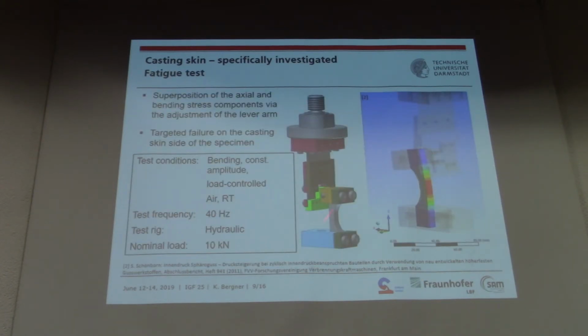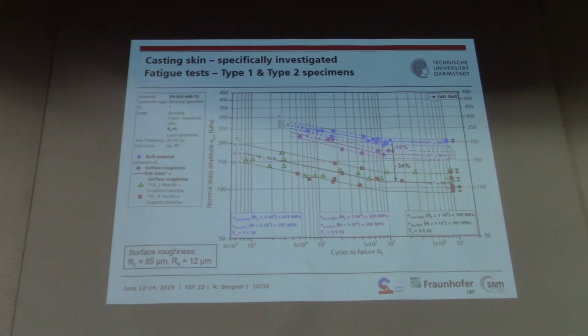We performed 2-point bending tests under air, test frequency around 40 Hertz, and under alternating, also tensile loading. And yeah, now let us have a look at the results. We look here at the SN diagram. We have here in blue this N curve for the results that we obtain on completely machined specimens.